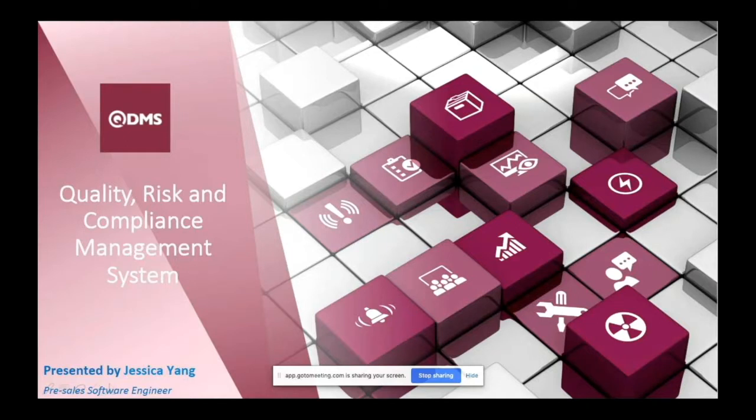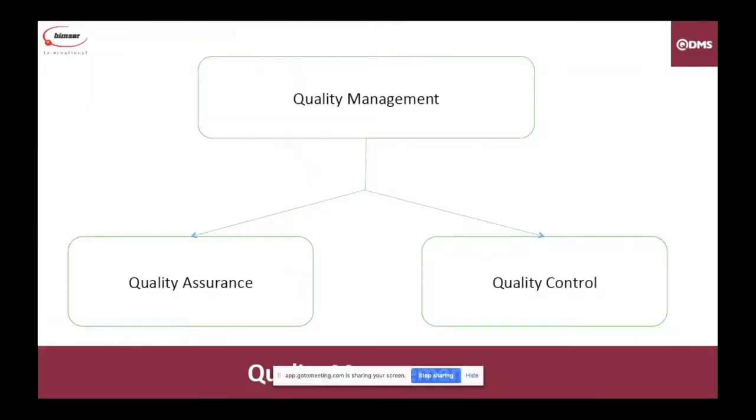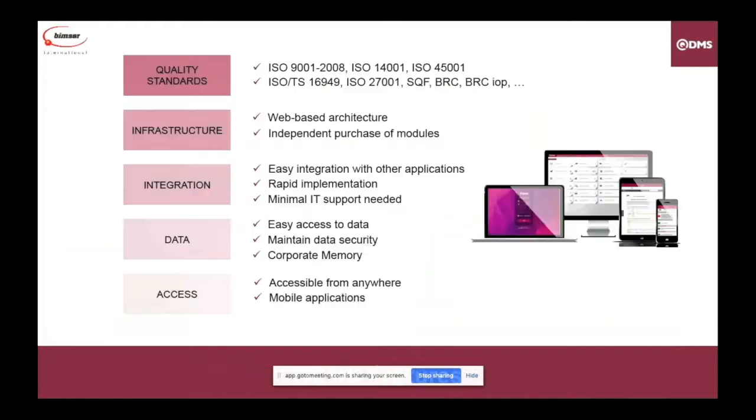Today, I'm going to present you with our integrated quality and risk management system, QDMS. QDMS can be functionalized under two subcategories, quality assurance and quality control. QDMS allows companies to manage their documentation, their customer complaints, their activities, audit plans, and many others within a single platform. QDMS ensures you're meeting the requirements to quality standards. This includes, but is not limited to, the SQF, ISO certification, BRC, and many others.